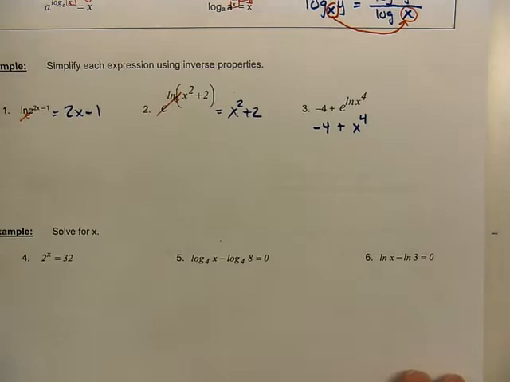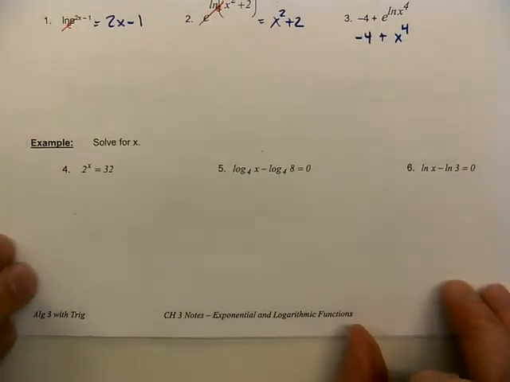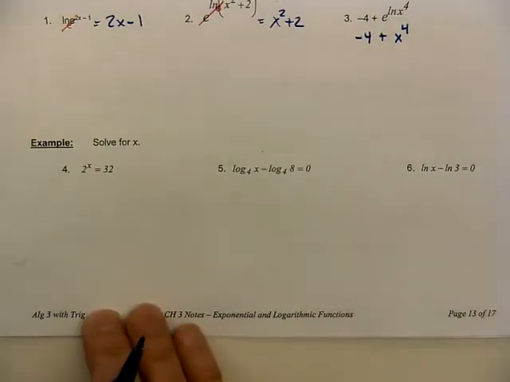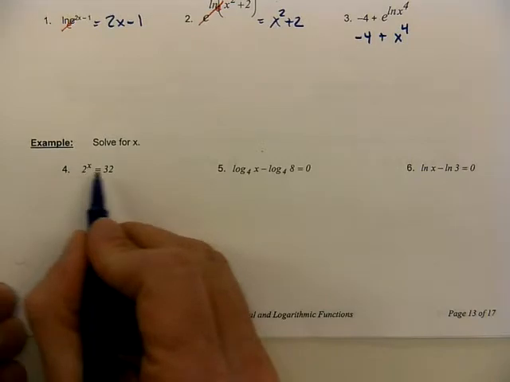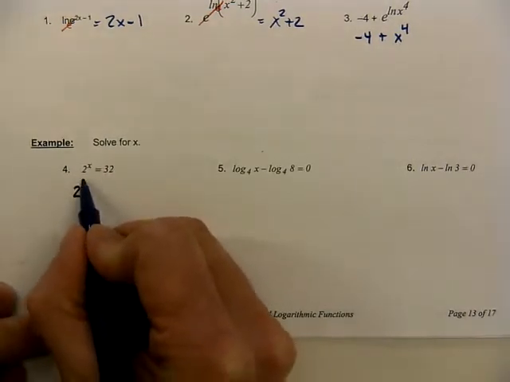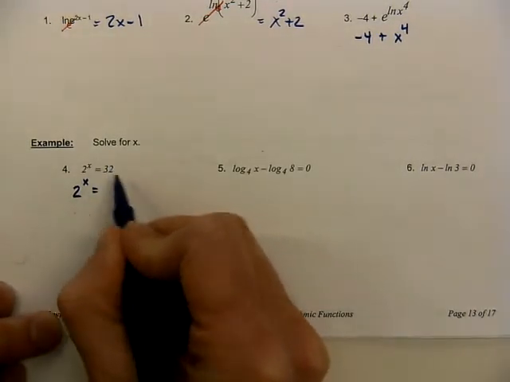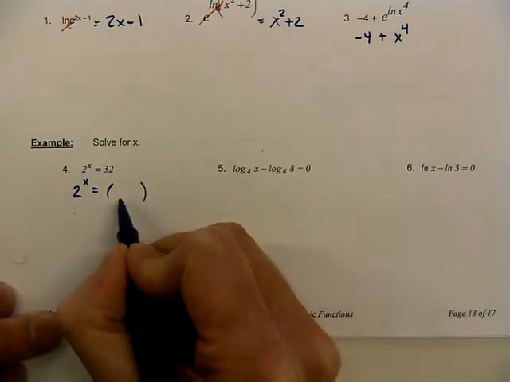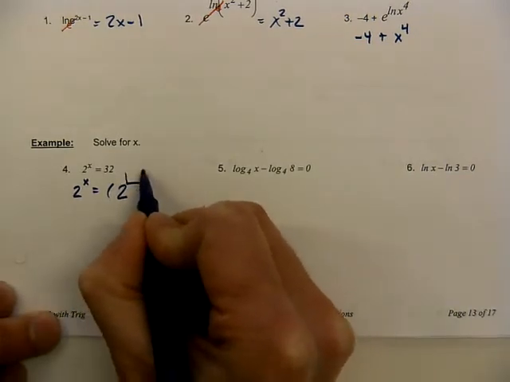Let's talk about our equations now. All right. Starting off with problem number 4, we have 2 to the power of x equals 32. We're going to look at using method number 1, which is, can we make the bases the same? We usually take the bigger number, the 32, and try to rewrite it as 2 to some exponent, right?